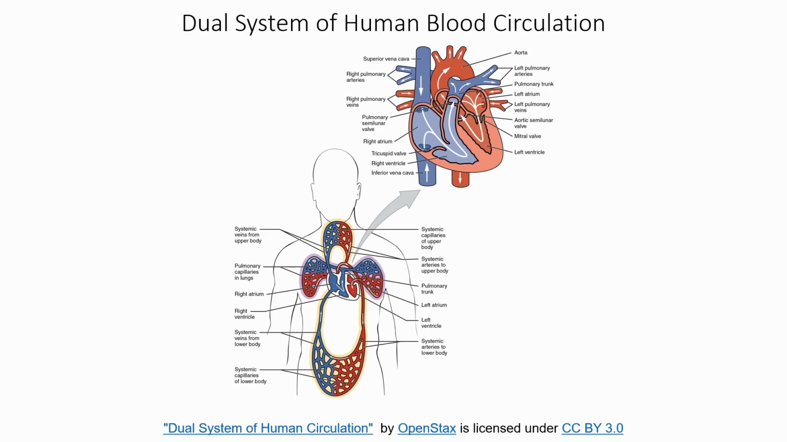Arteries and veins are defined by the direction they take blood in relation to the heart. So arteries always carry blood away from the heart. They're removing blood from the heart, or moving blood further away from the heart.